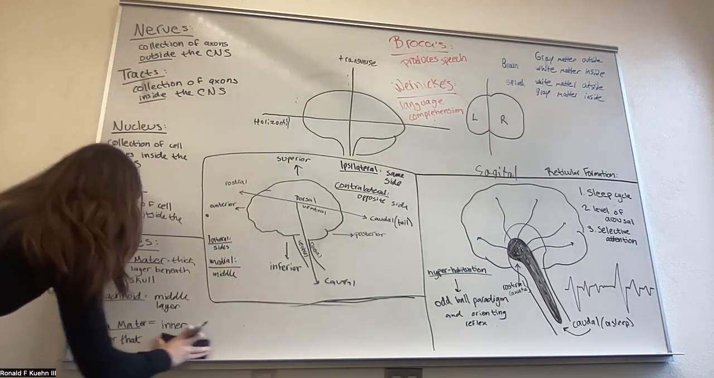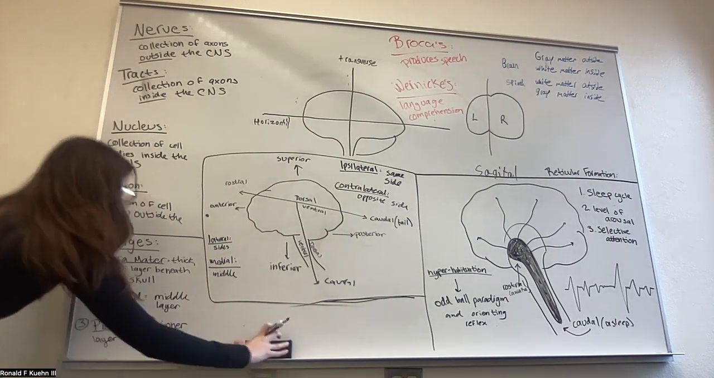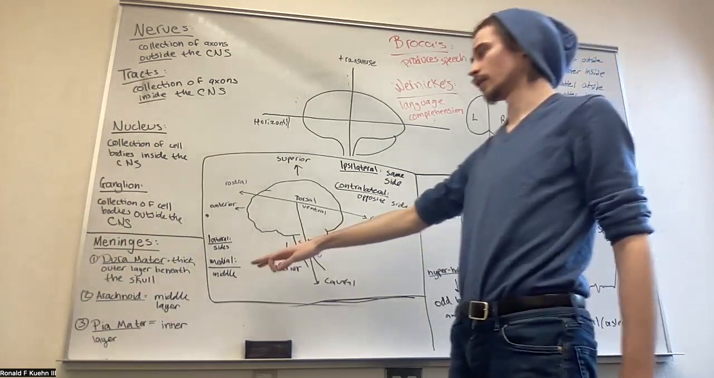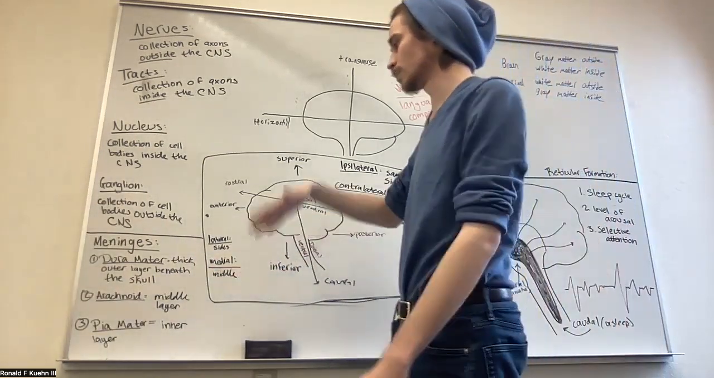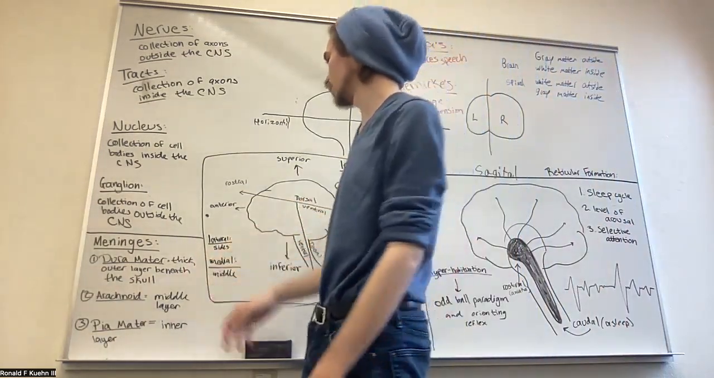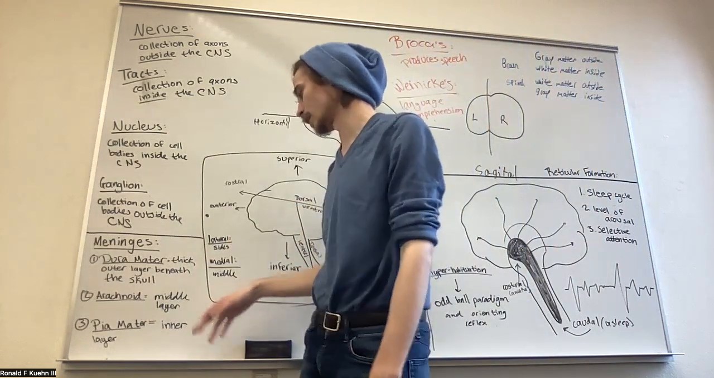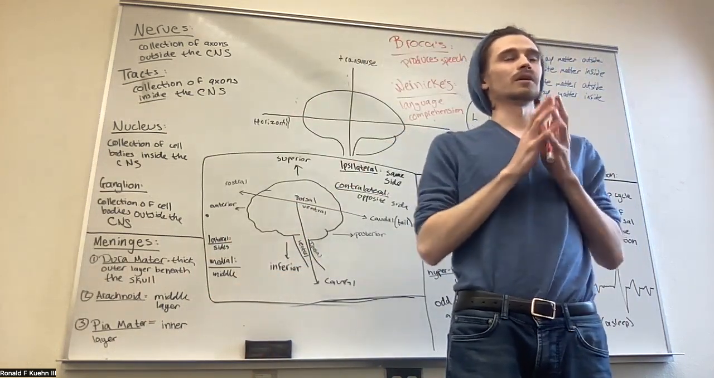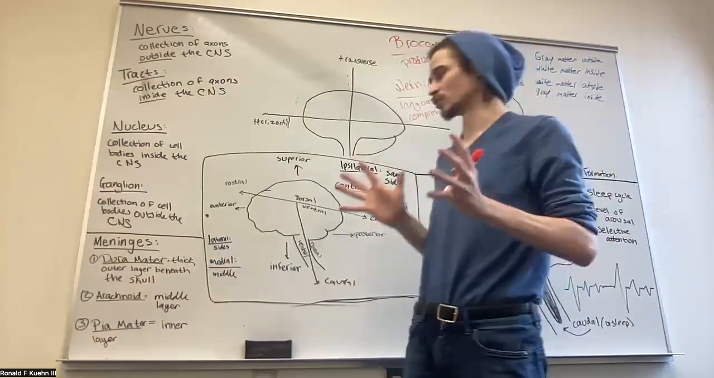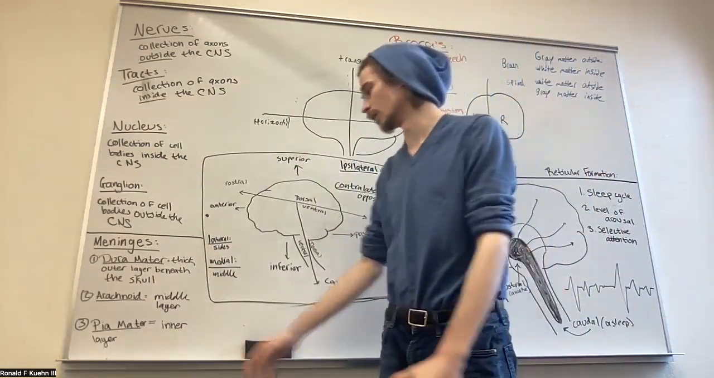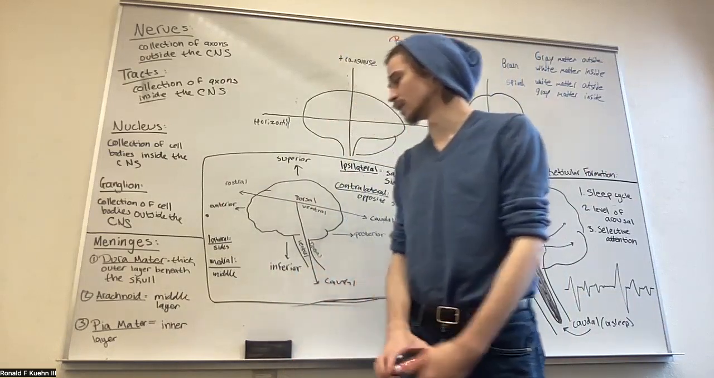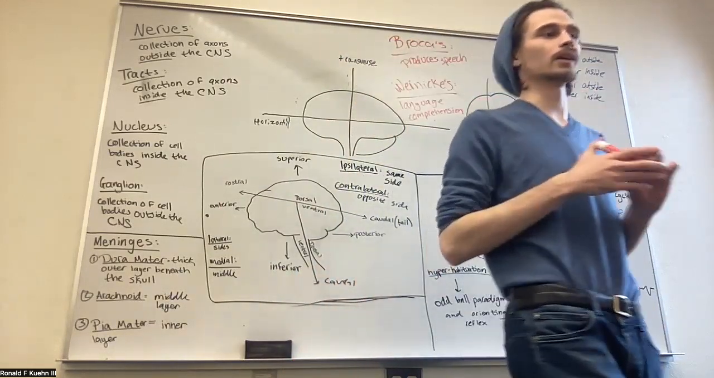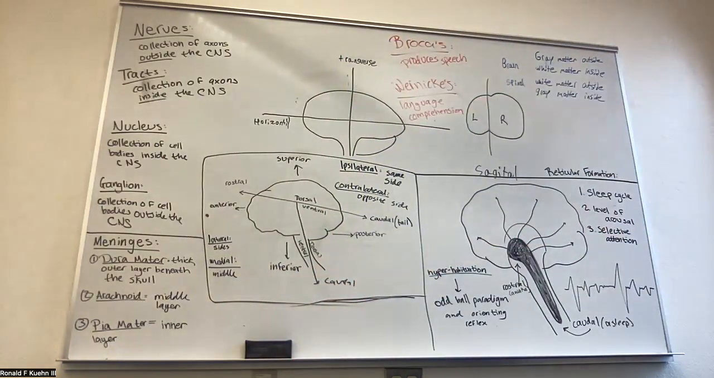So from outer to inner is the dura mater, outside, beneath the skull. The arachnoid is the middle layer. You can think of this as a web. It looks like a web structure. That's why it's named the arachnoid. And then the pia mater is the inner small thin layer that basically covers the brain.